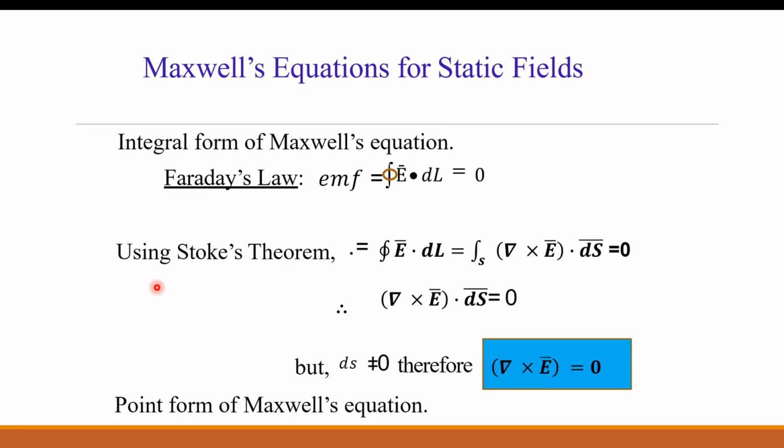Now we will apply some theorems like Gauss theorem or Stokes theorem. Now we will apply Stokes theorem. Now as there is a line integration of some quantity, some electrical quantity or magnetic quantity, how is Stokes theorem applied? Line integration is equal to surface integration. So according to Stokes theorem, closed line integration of E bar dot dl bar is equal to surface integration of del cross E dot ds.